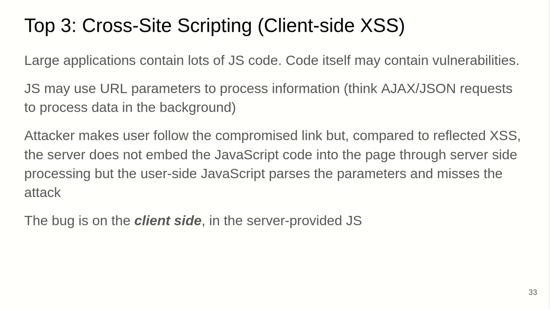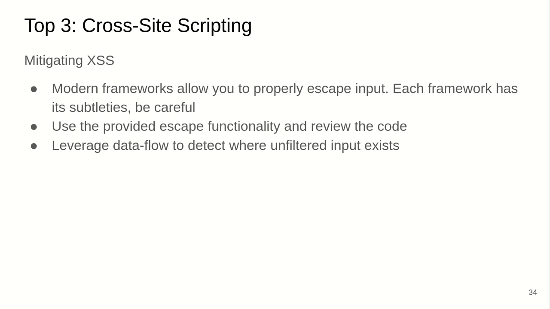The attacker makes the user follow a compromised link, but compared to reflected cross-site scripting, the server does not embed the JavaScript code into the page through server-side processing. Instead, the user-side JavaScript parses the parameters and mishandles the attack. Think of sending a user an email in Gmail, but the email is being parsed on the user side, and through that it triggers a JavaScript cross-site scripting error. Right, here the bug is on the client side, in the server-provided JavaScript that is being pushed to the client.